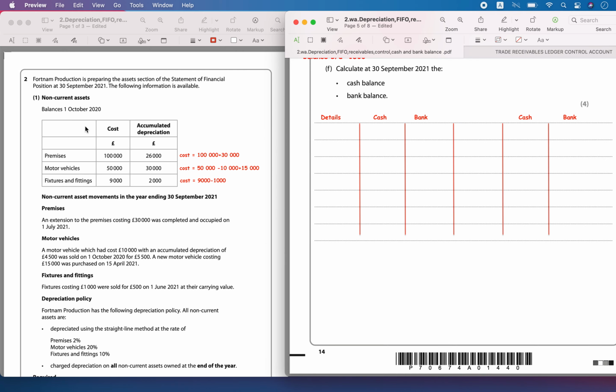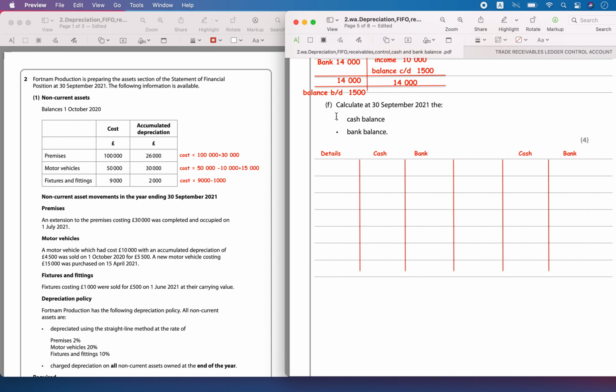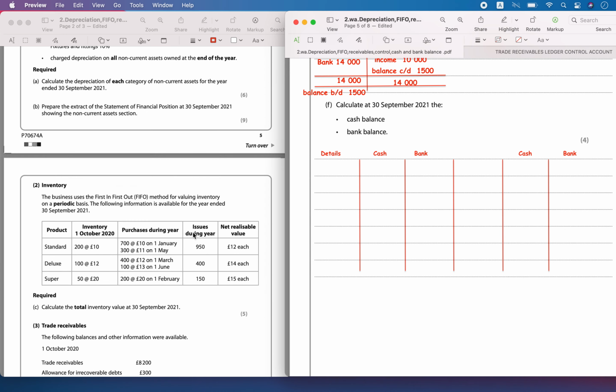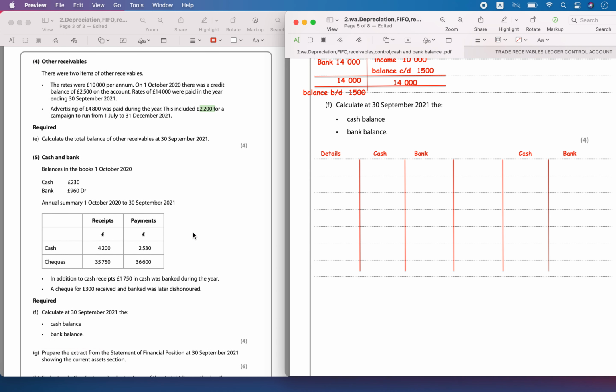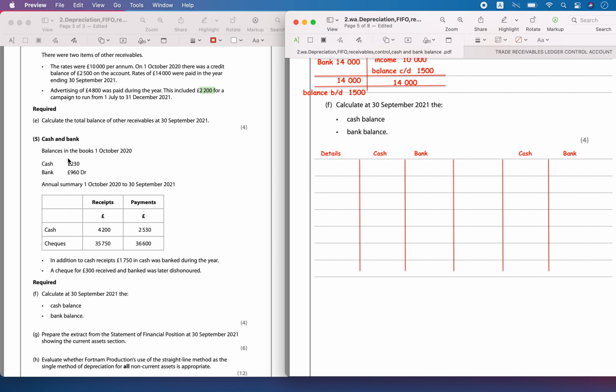Hello, we are solving JAN 2022 paper question number 2, part F. Calculate at 30th September 2021 the cash balance and the bank balance. For this, the additional information is given here in part 5. The balances in the books on 1st October 2020 are like this for the cash and bank.